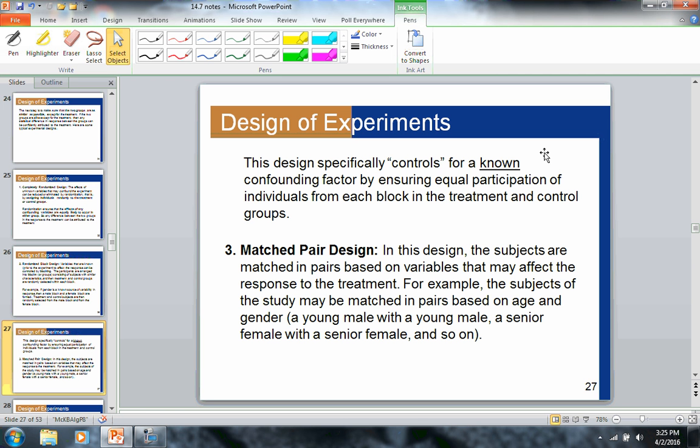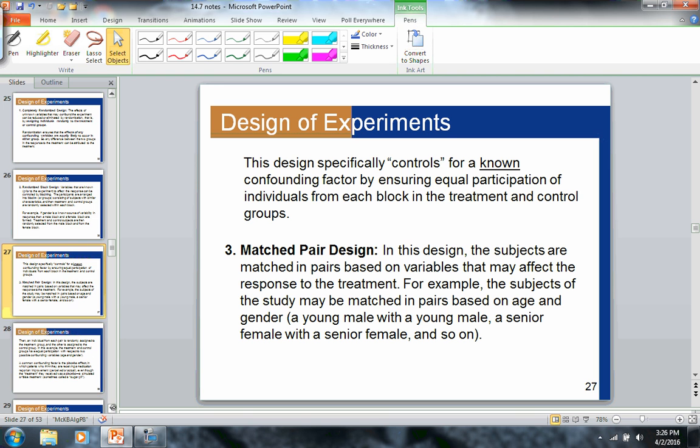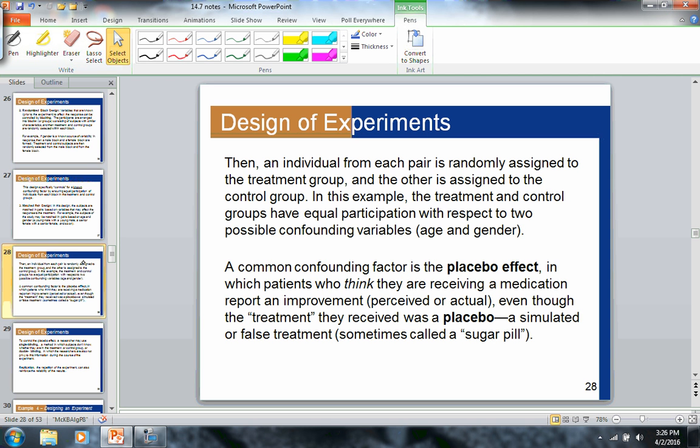Now, the last type of experimental design that we're going to talk about is matched pair. In this design, the subjects are matched in pairs based on variables that affect the response to the treatment. So for example, the subjects of the study may be matched in pairs based on age and gender, a young male with a young male, a senior female with a senior female, and so on. Then an individual from each pair is assigned, one to the treatment group and one to the control group. So that way each group has equal participation with respect to the two possible confounding variables.